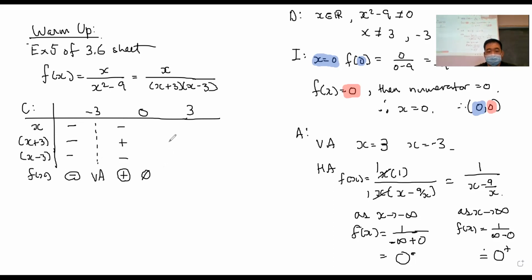It's the x-axis. Let's plug in a 1. Positive, positive, negative. It's going to be negative here. That is a vertical asymptote. And then let's plug in a 4. Positive, positive, positive. That's going to be positive.